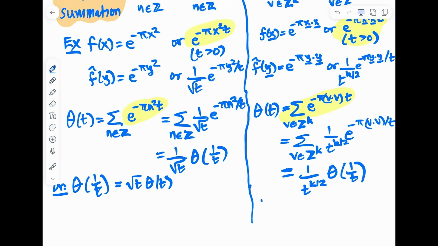And if I swap t with 1 over t, I get theta of 1 over t is t to the k halves theta of t. So here we get very similar looking expressions in both dimensions. Okay, but just the power of t changes if the dimension goes above 1.